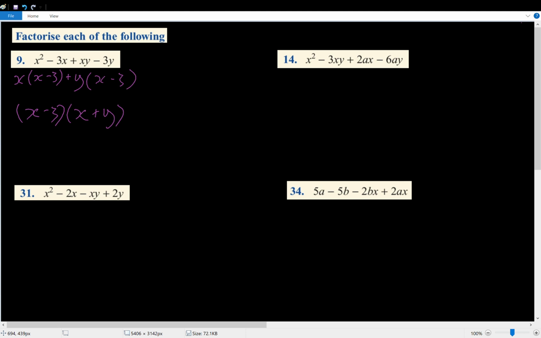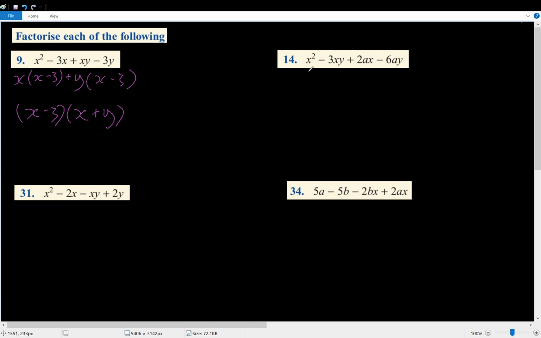In other words, when we get to a point where we've got something multiplied by a bracket plus something multiplied by the same bracket, we put the bracket out on its own and create a bracket beside it for the two terms that were outside above it. So our x minus 3 went here to the left, and our x plus y went here to the right. So let's see that same method applied in question 14.